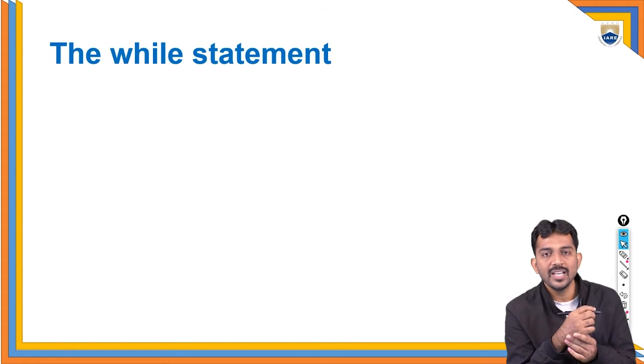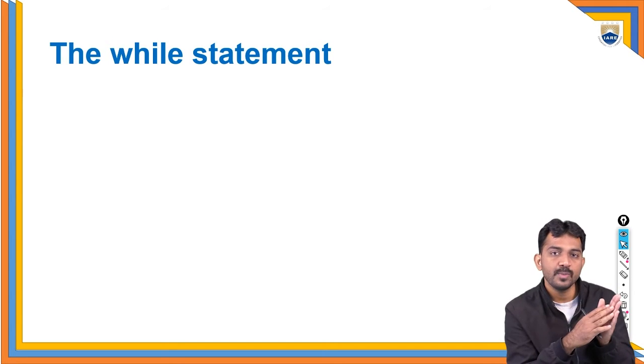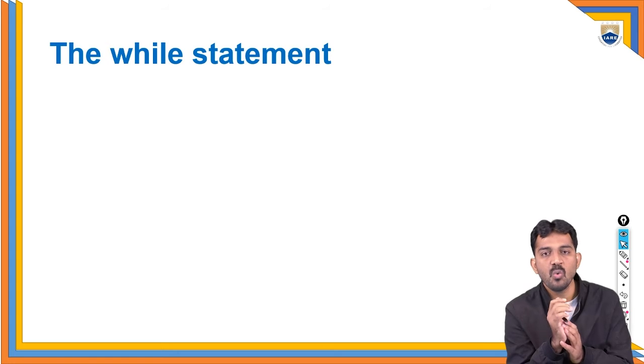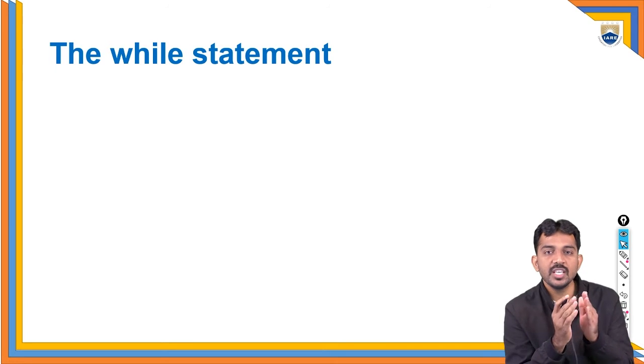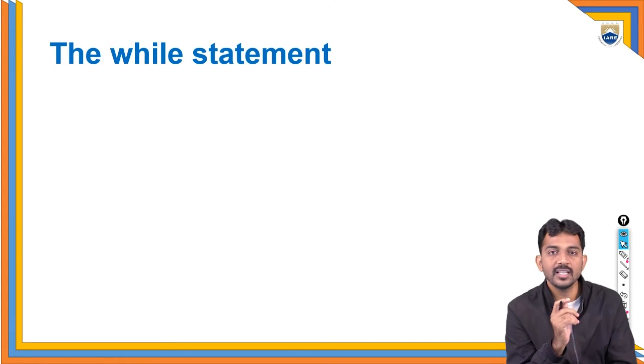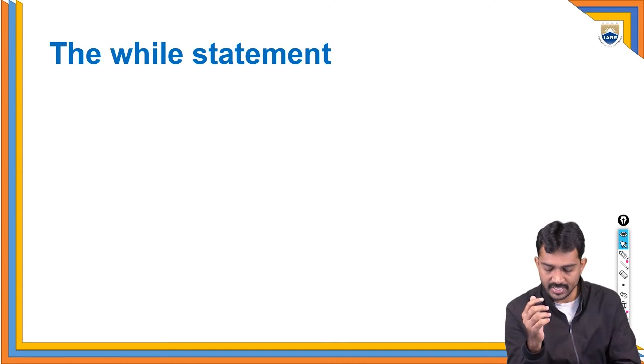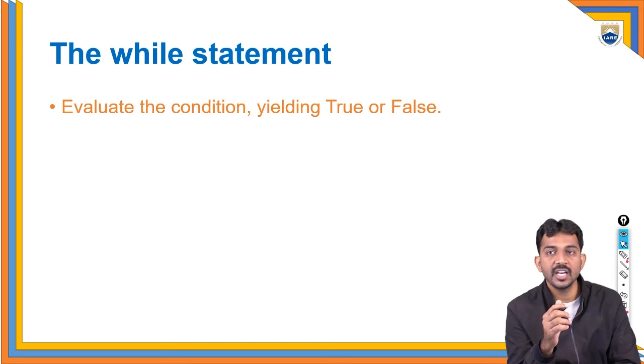Next, the while statement. What is the purpose of the while statement? We have seen that the first part is the conditional control statements. Now, while statements. The purpose of the while statement is, if you want to do the same thing repeatedly, then you opt for the while statement. While is a loop, an iteration, evaluating the condition and yielding true or false based on the Boolean expression. If the condition is true, it always goes on repeating.